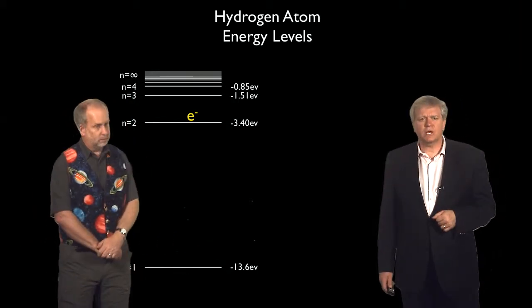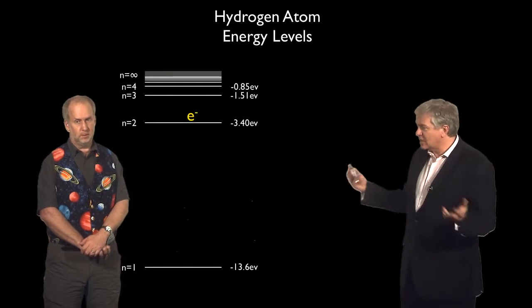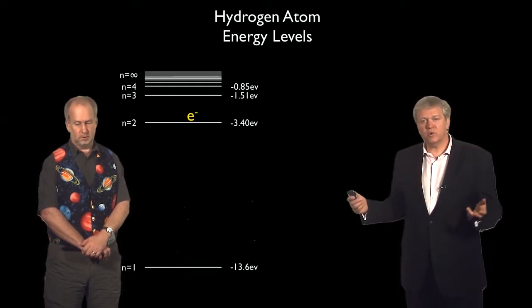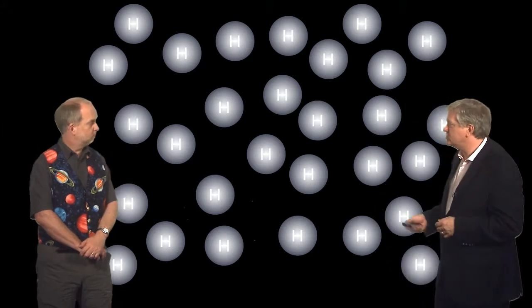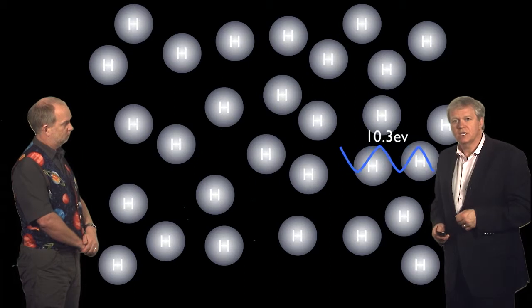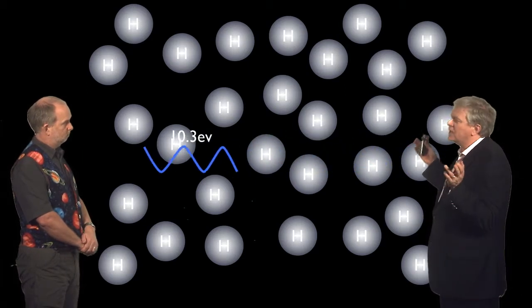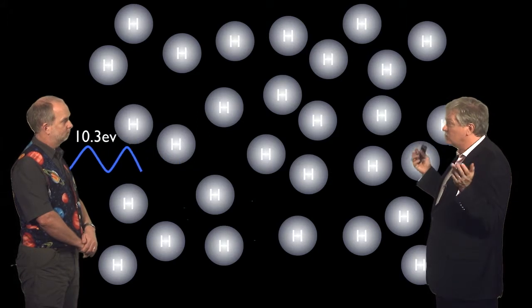So let's think what happens if you have a universe full of hydrogen. And we know the universe has got lots of hydrogen in it. So if we look at a universe full of hydrogen, and for example, we have one of those 10.3 electron volt photons traveling through it, it'll just travel unhindered because there's nothing really to interact with.